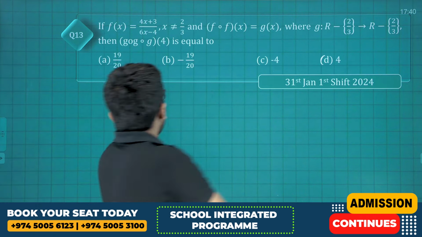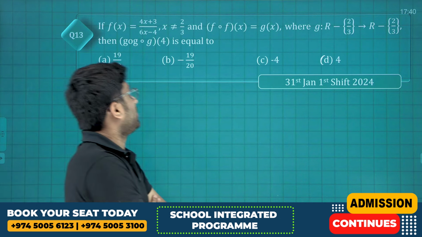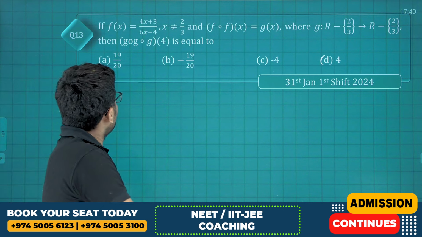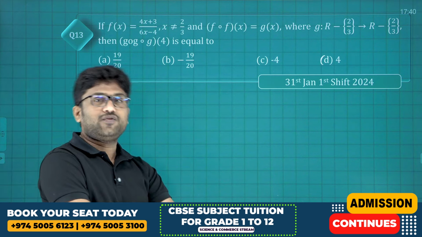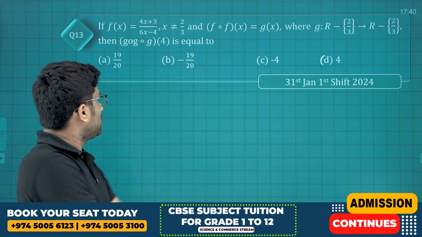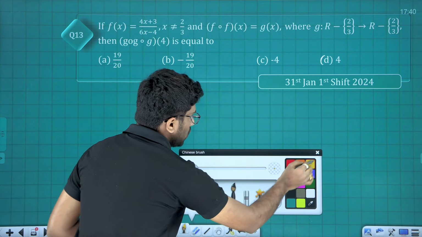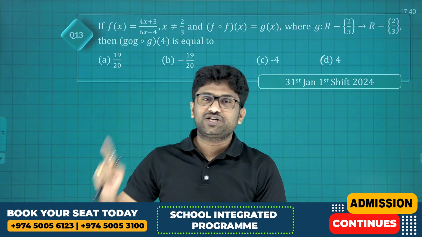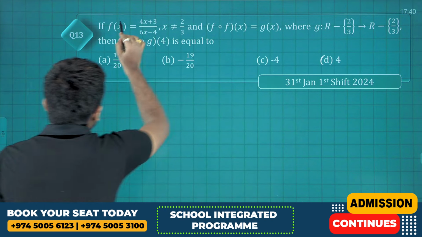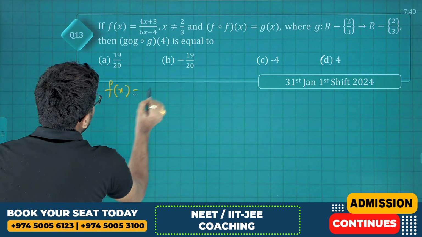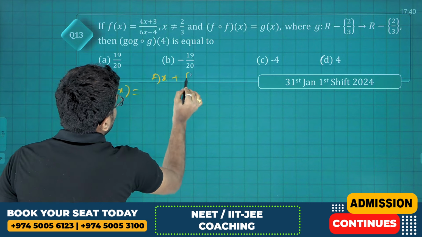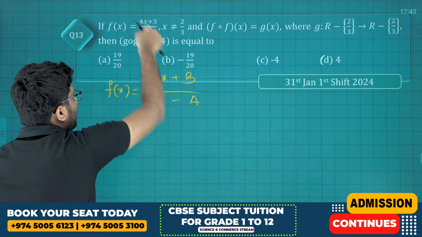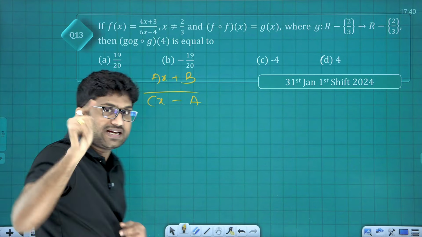Question 13. f of x is given. f circle f of x is g of x, where g maps from R minus 2 by 3 to R minus 2 by 3. Then g circle of 4. Again composite functions only. Friends, I am going to give you one most important identity that we have in functions. Whenever you come across a function f of x equals ax plus b divided by cx minus a, whatever the coefficient of x, if it is minus a here, minus a.